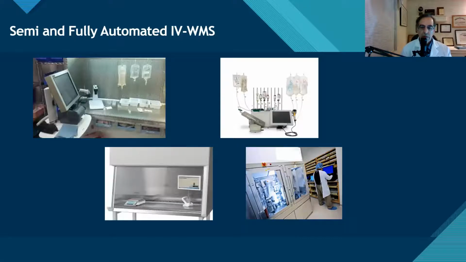And so here I just have examples that you've seen before of a TPN compounder or semi-automated IV workflow where we take images and we use gravimetrics to make sure the right volume of additive is going into the IV solution. And then you have your fully automated robot that can prepare compounded sterile preparations without human intervention.